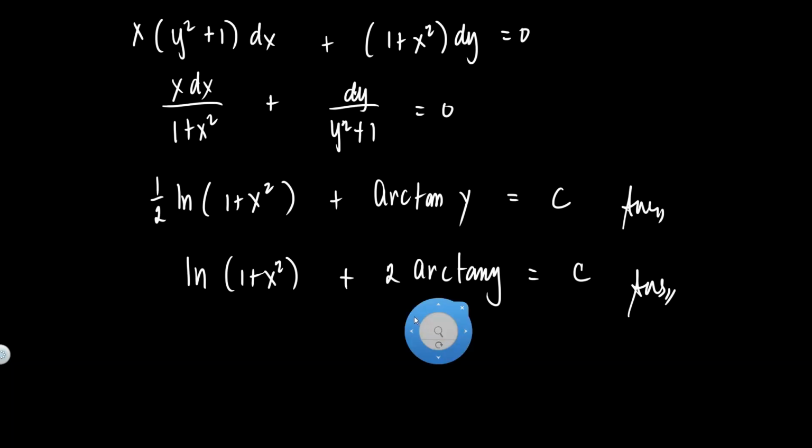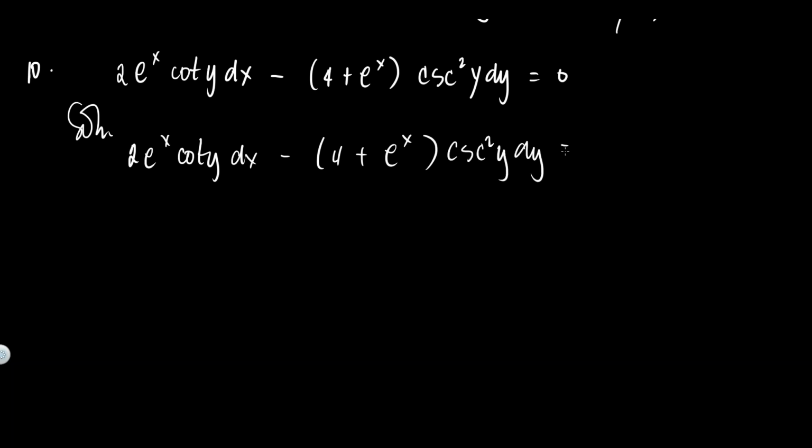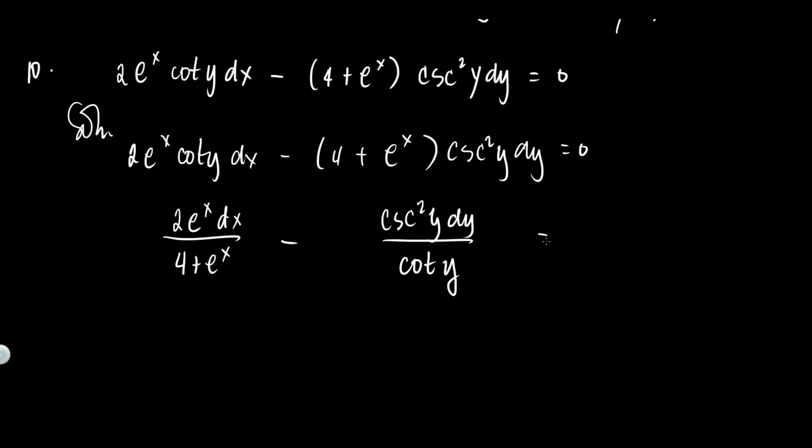Okay, isa pa, last number. Number 10. How about 2 times e to the x cotangent of y dx minus 4 plus e to the x times cosecant squared y dy equals 0. Okay, so solution. So, pagsamahin or i-grupo natin yung mga x's. So, 2e to the x dx over 4 plus e to the x. Then minus cosecant square y dy over cotangent y equals 0.